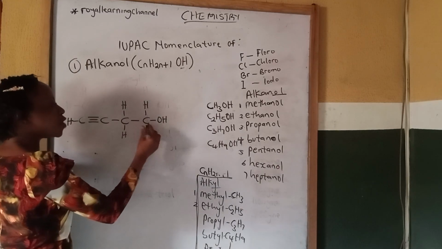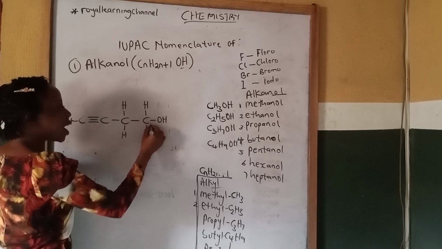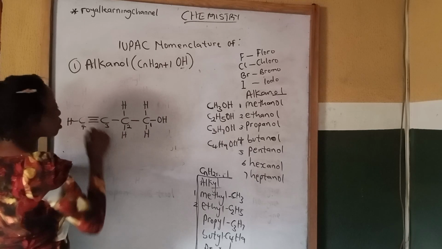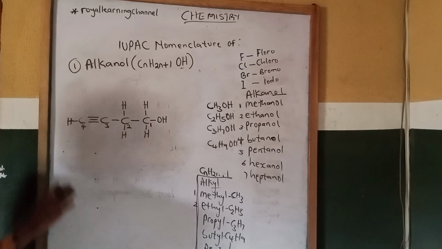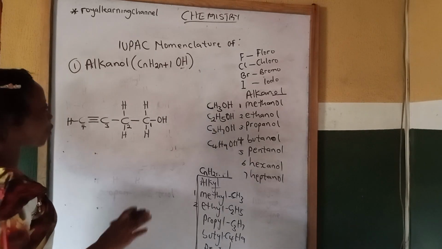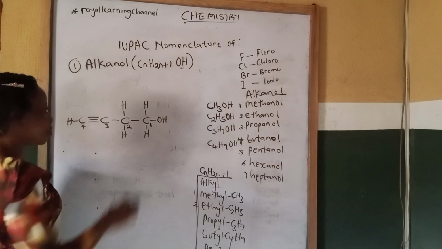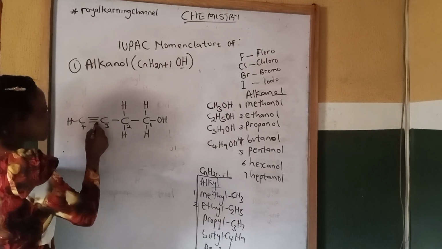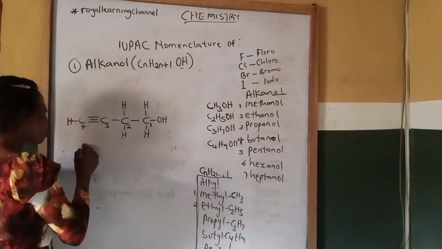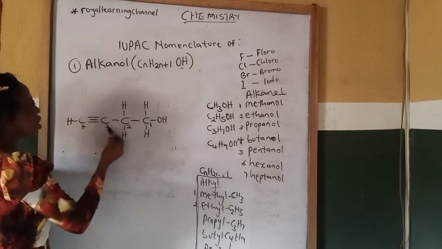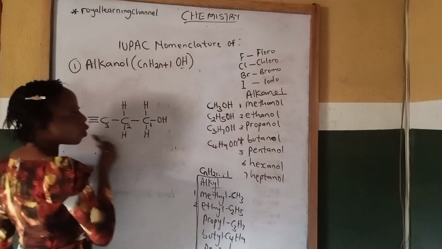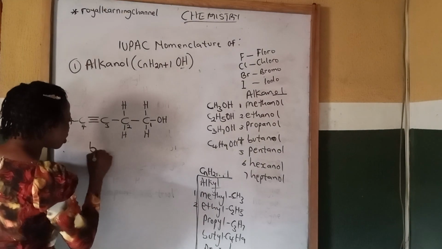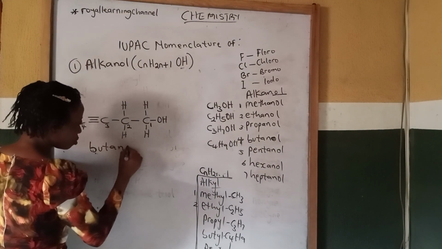So alkanol is on the first carbon atom. So we number from the alkanol: 1, 2, 3, 4. Then we have 2 different functional groups and no substituents, because these are our root hydrocarbon. So no substituent. Then we have ine, we have ol. We have the 4th member of alkanol. We're supposed to call it butanol.